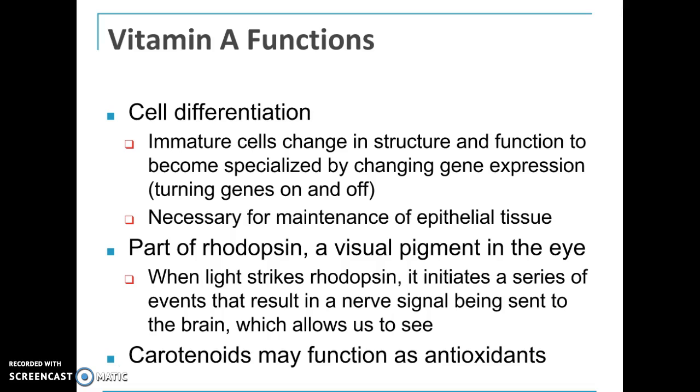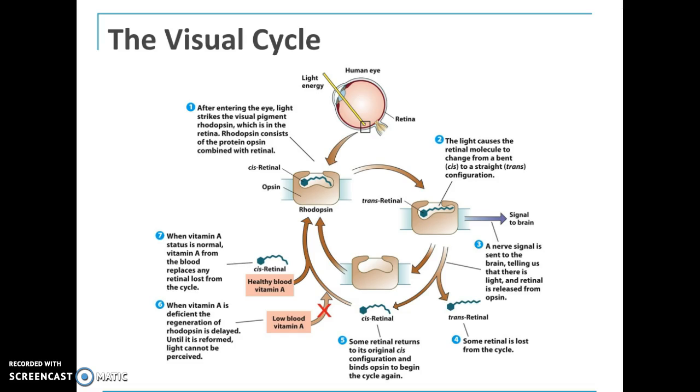Vitamin A functions include cell differentiation. This causes immature cells to change in structure and function to become specialized by changing gene expression, and this is necessary for the maintenance of epithelial tissue. It's also part of rhodopsin. When light strikes rhodopsin, it initiates a series of events that result in a nerve signal being sent to the brain, which then allows us to see, especially at night. Carotenoids can also function as antioxidants.